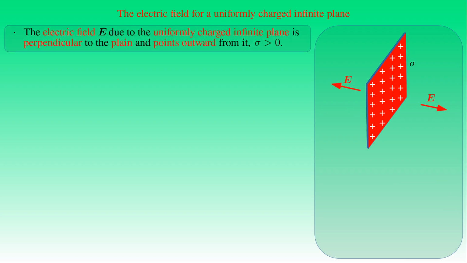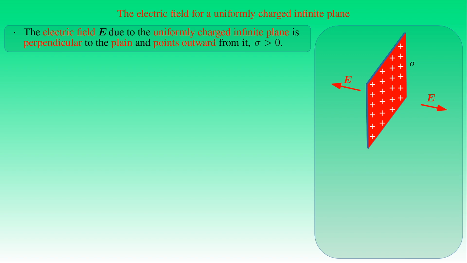In the next example we apply Gauss's law to determine the electric field for a uniformly charged infinite plane, which we have already done by using Coulomb's law. When we considered such a plane with a constant surface charge density sigma, we saw that the electric field E has a reflection symmetry across the plane. The field is perpendicular to the plane and points outward from it, if the plane is positively charged, that is, sigma is positive.